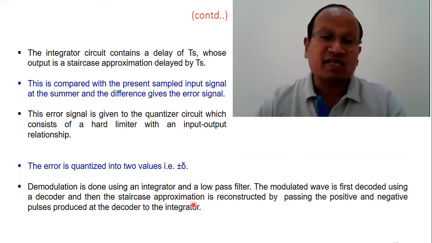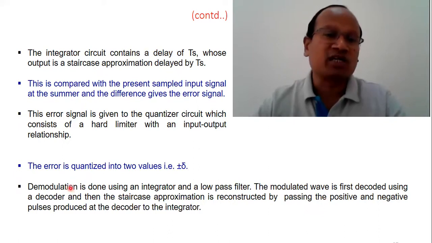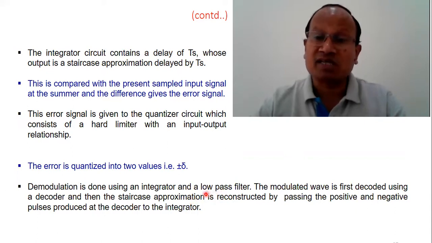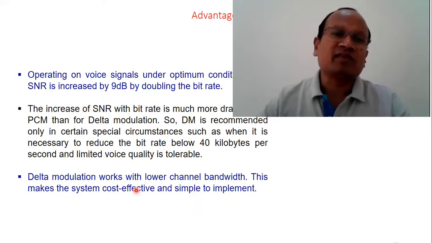So the demodulation is done using an integrator and a low pass filter. The demodulated wave is first decoded using a decoder, and then the staircase approximation is reconstructed by passing the positive and negative pulses produced in the decoder to the integrator.